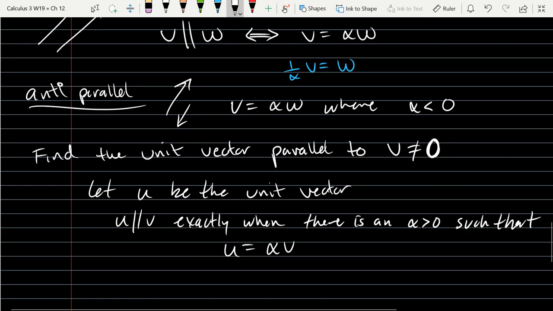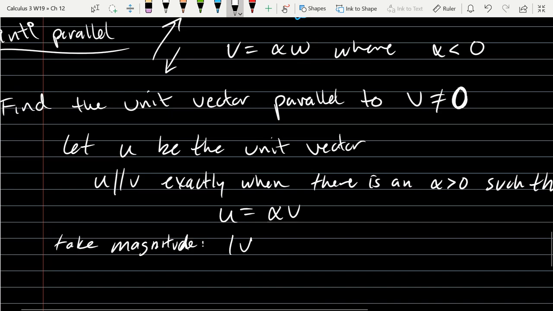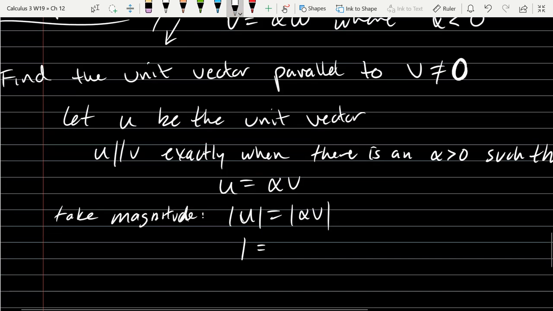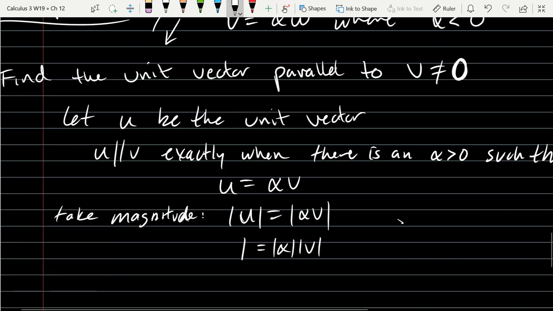Now what I want to do is find alpha. So without knowing v, it's kind of hard to find alpha, but there is one nice property of the vector u. What property does the vector u have? Magnitude's one. So let's take the magnitude of both sides of this equation. So the left side we just have magnitude u, which is one. The right side, I'm going to distribute that magnitude across the product. So we have absolute value of alpha times the magnitude of v.